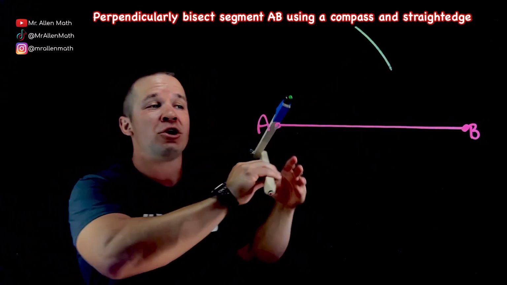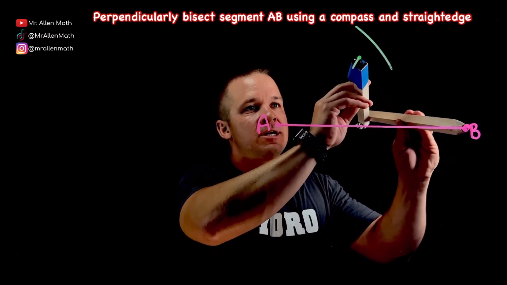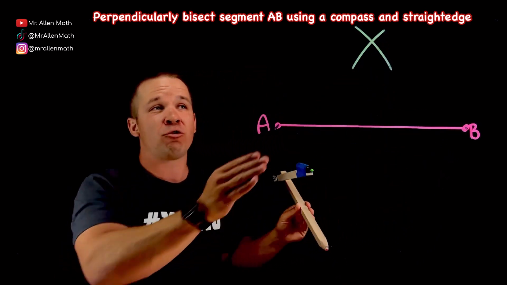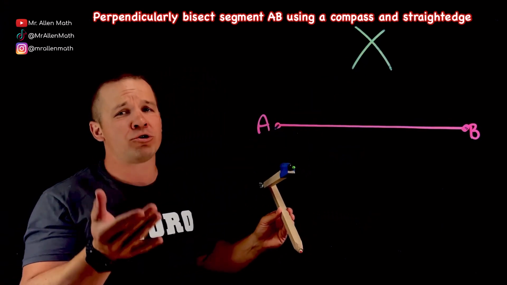Hopefully, when I come over here on B, my two arcs will do the same thing. They will intersect. Beautiful. So I've created this point. It's an intersection of these two arcs. And arcs are just portions of a circle.